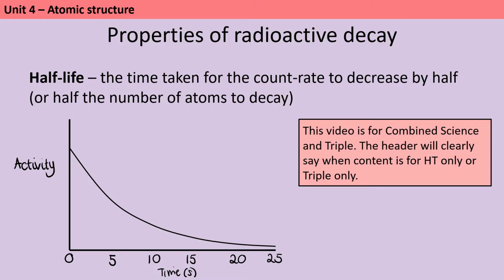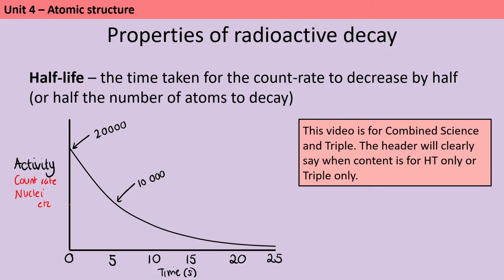There are two ways that you can be presented with a question about this, either in the form of a graph or the form of some numerical data. The y-axis of your graph could be activity or count rate or the number of nuclei, but regardless I would handle the graph in exactly the same way. Let's say that my initial activity is 20,000 becquerels. To work out what the half-life is, I'm going to see how long it takes for the activity to fall to 10,000, which is half of 20,000. I could then read off my axis that this took 5 seconds.